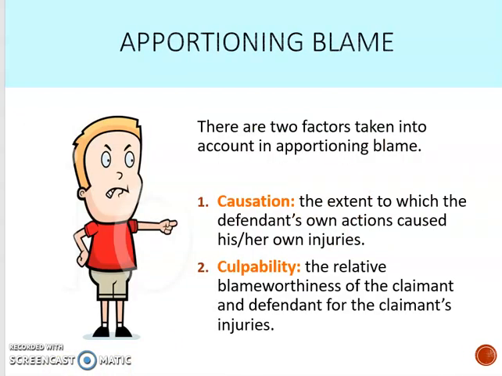When we looked at the case of Froome and Butcher earlier in the video, I talked to you about Denning's quote and him trying to come up with a figure for how much he would reduce damages by. When he was talking about reducing damages for failure to wear a seatbelt, he was really talking about two factors that are taken into consideration. So the judge will look at causation, the extent to which the defendant's own actions caused his or her own injuries, and culpability. They look at the blameworthiness. So the two C's here, causation and culpability.